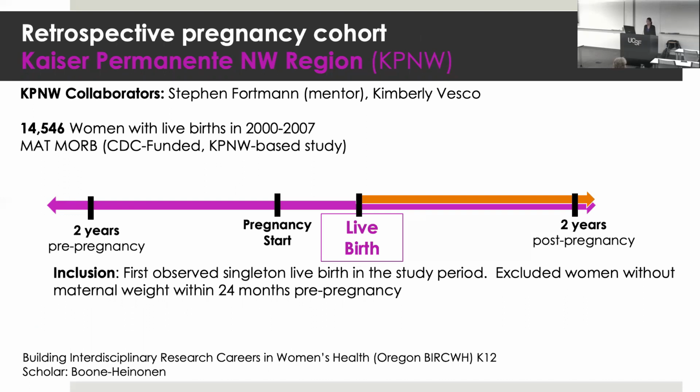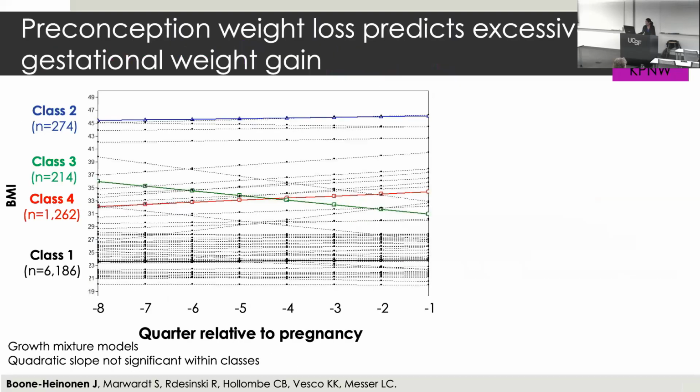We examined over 14,000 women, focused on live births. We extracted information going back 2 years prior to pregnancy, as well as 2 years after pregnancy, both for the mother and for the child. Okay, and I'll show you some findings.